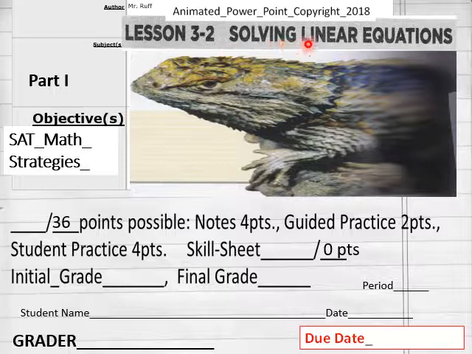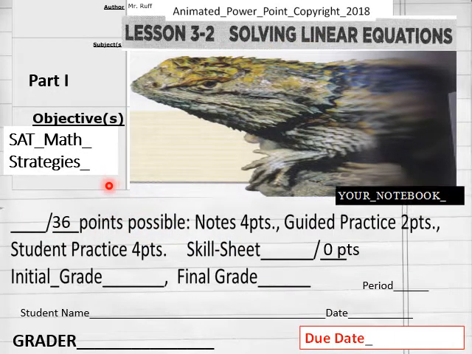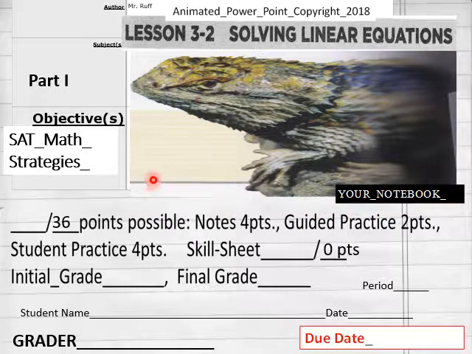3.2 lesson, 3.2 solve linear equations. We got 36 points of note-taking. If you need a note-taking sheet, then you should contact me.